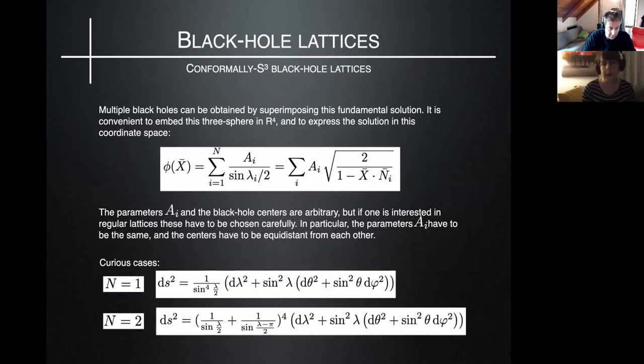So you basically have the guarantee that this is a solution for any value of a_i, any value of lambda_i, and any value of n. You can put as many black holes as you want. And I haven't quite said why these are black holes. This will come in a second as well.